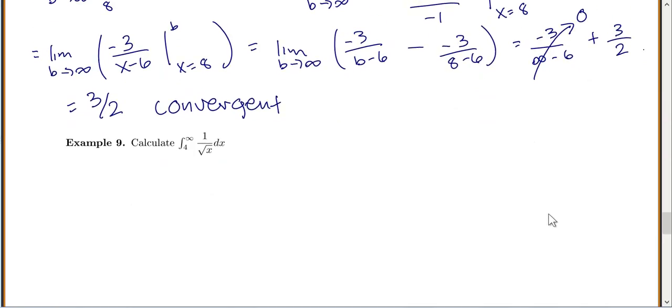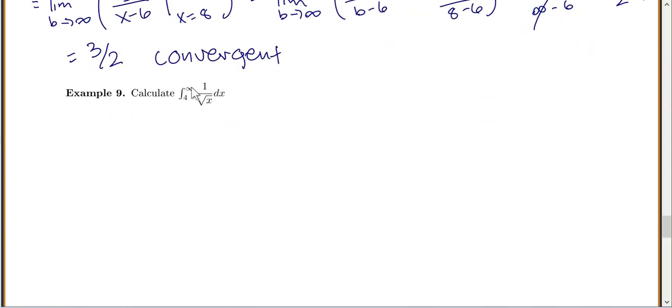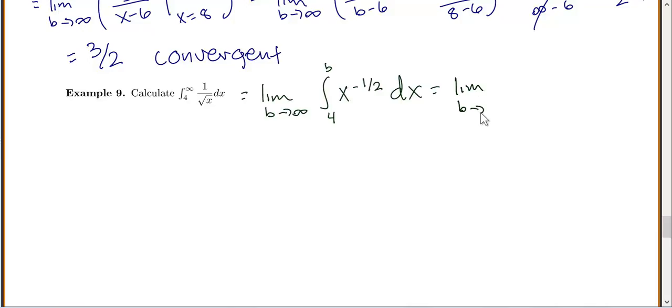Our next example, let's calculate the integral from 4 to infinity of 1 over the square root of x dx. So let's rewrite this. The limit as b goes towards infinity, the integral from 4 to b, and instead of 1 over the square root of x, I'm going to write x to the negative 1/2 to make it easier to integrate. So this will be the limit as b goes towards infinity of, okay, now x to the negative 1/2, we raise it by 1, so we have 1/2, divide by your new power, evaluate from x equals 4 to b.